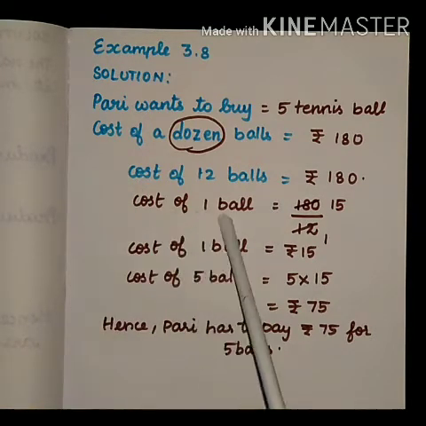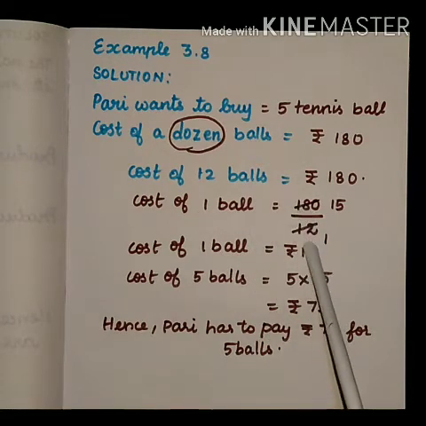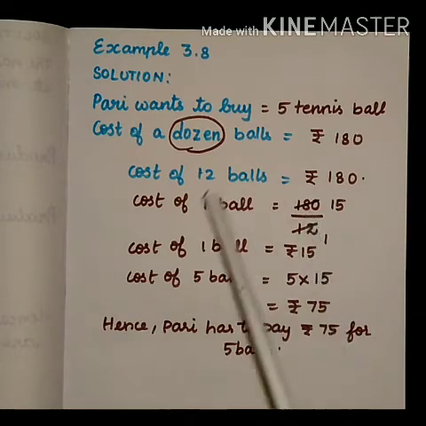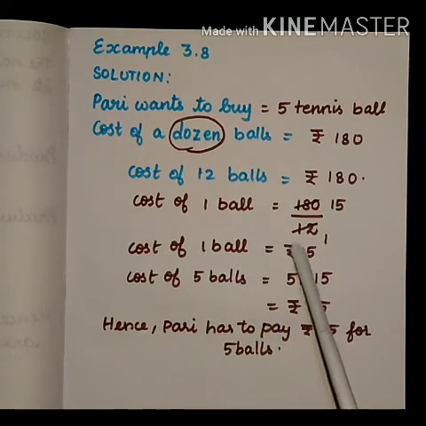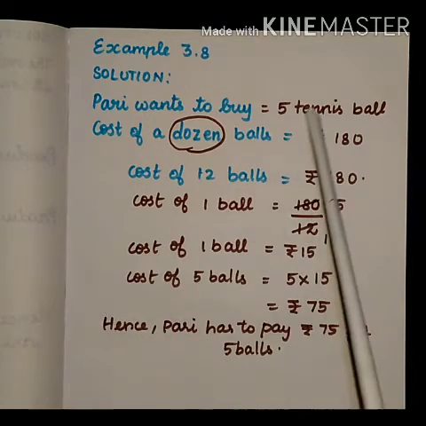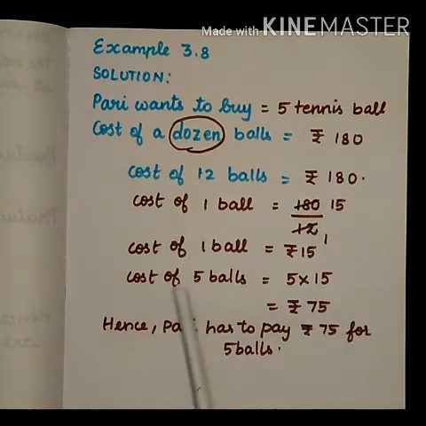So the cost of 1 ball is equal to 180 by 12. 12 ones are 12, 12 15s are 180. So the cost of 1 ball is rupees 15. From that we can easily find the cost of 5 tennis balls. The cost of 5 balls is equal to 5 into 15, that is rupees 75. Hence Pari has to pay rupees 75 for 5 balls.